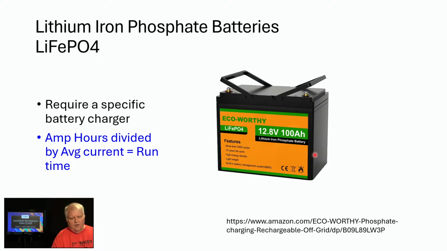And you can tell what the running time of the battery is going to be if you know what the average current draw of your radio is. If you know that, you can take the amp hours divided by the average current, and it should give you the run time of the particular battery.